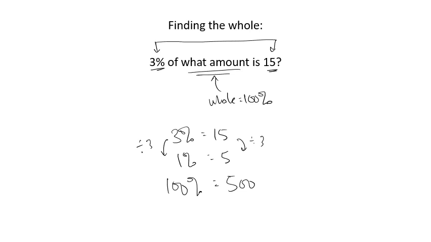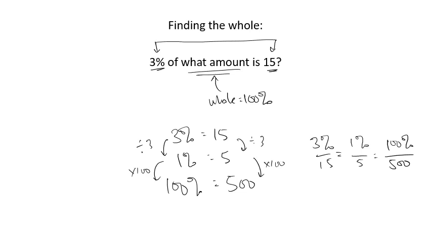Again, I can write this out like equivalent fractions and say 3% is to 15, 1% is to 5, and so 100% is to 500. So the same thing, just written in a slightly different way, but mechanically it's the same idea. Times 100 and times 100. There you go. So once we've identified this as a whole, again, this crucial idea that the whole is 100%, go through a unit percent and then find how much our whole is.